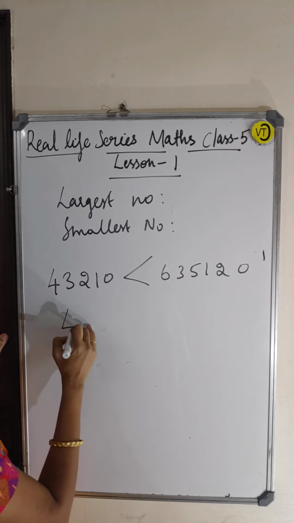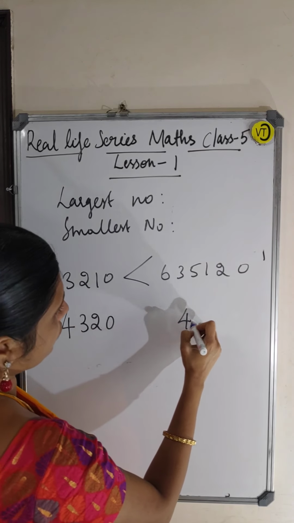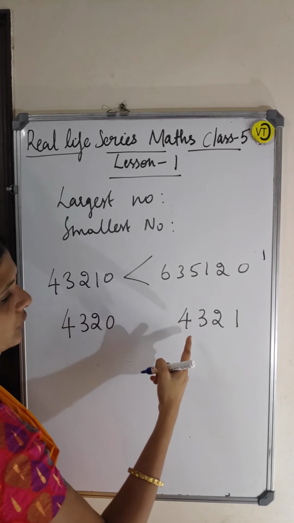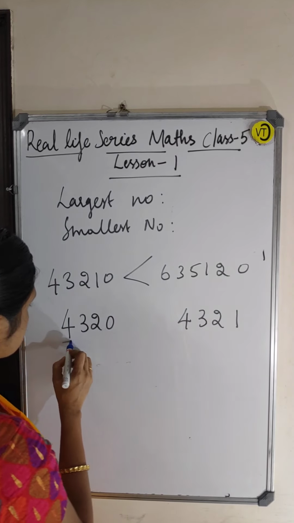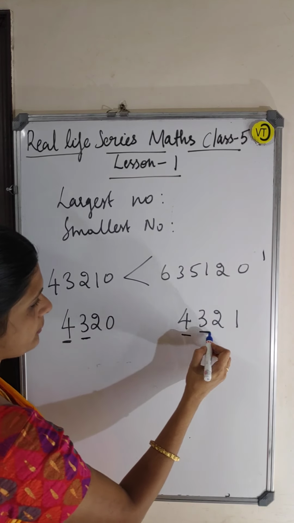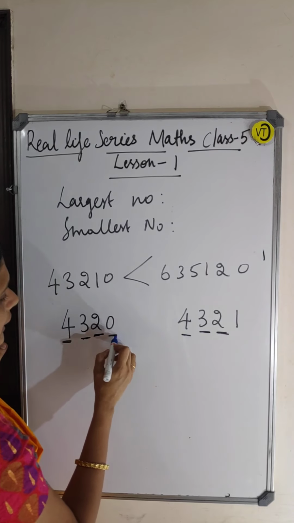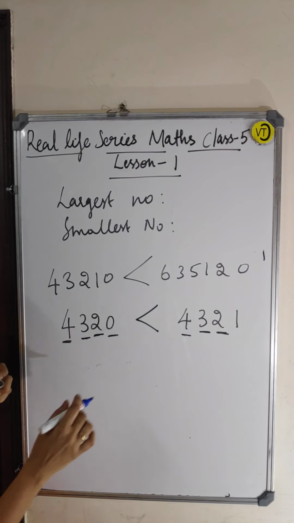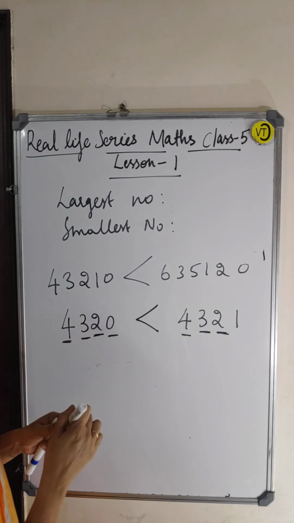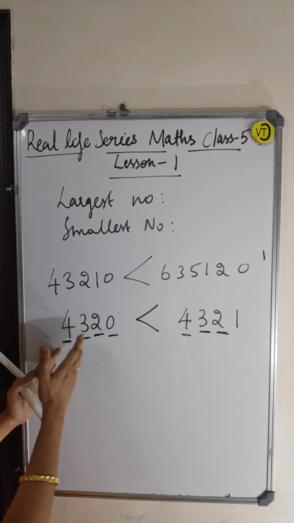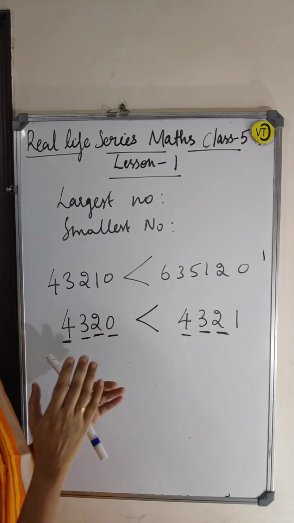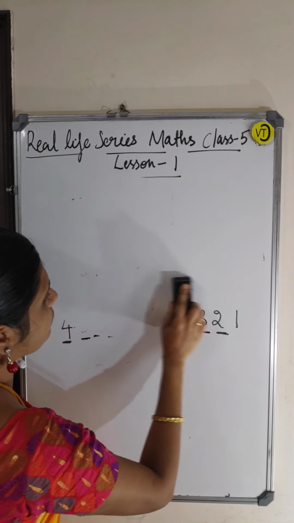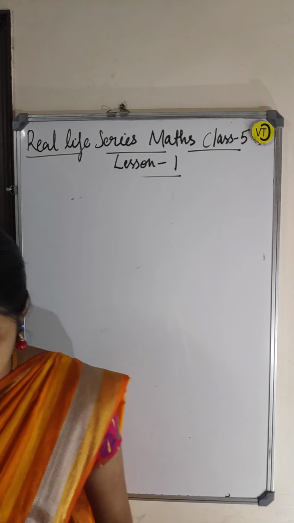That's it. Okay. Now 4320 and 4321. First number you check: 4, this is also the same: 3, this is also the same: 2. The last number you see, this is 0 and this is 1. So obviously this is the bigger number. So 4321 is the largest number and 4320 is the smallest number. Okay. So smallest number and greatest number we have seen.